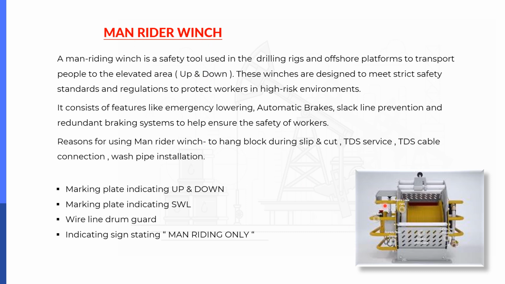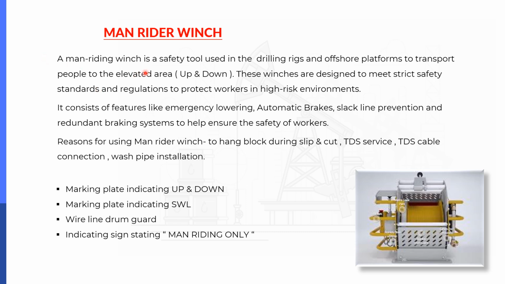This is an image of the winch, and let's see what its function is. First, I want to tell you that the man rider winch is a kind of equipment in the rig which is used for a person to go up and come down for any kind of maintenance or inspection activity. So let's see the definition we have here.